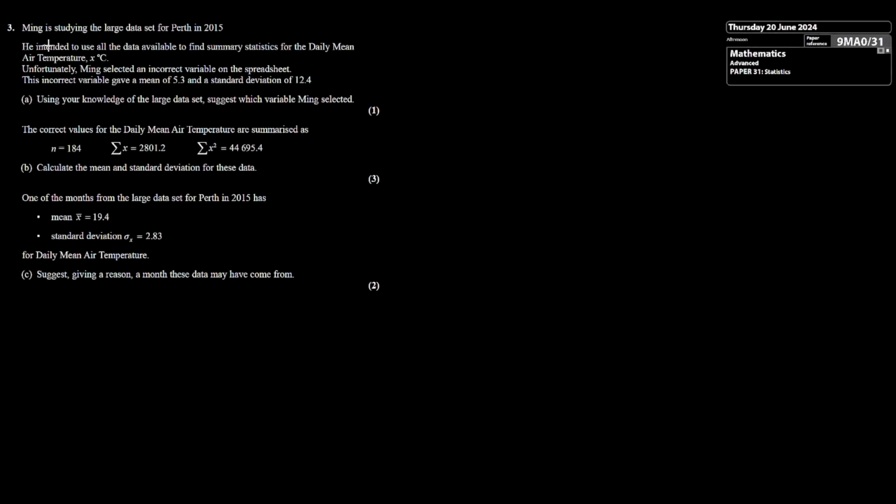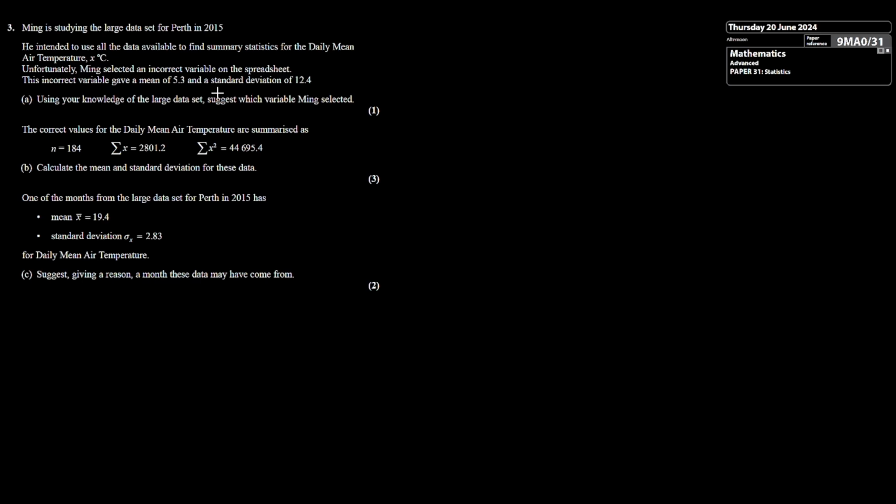Okay, question 3. We've got Ming studying the large data set for Perth in 2015. He intended to use all the data available to find the summary statistics for the daily mean air temperature in Perth. But he's picked the incorrect variable on the spreadsheet, and he's been given a mean of 5.3 and a standard deviation of 12.4. We're supposed to use the knowledge of the large data set to suggest which variable he's selected instead of the air temperature.